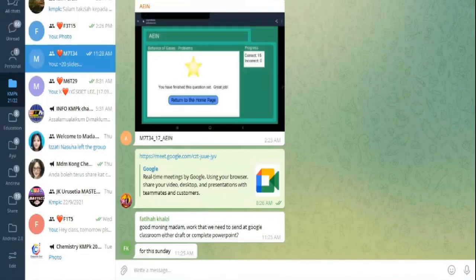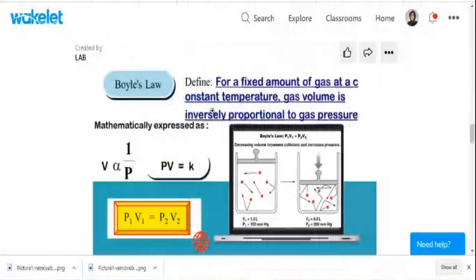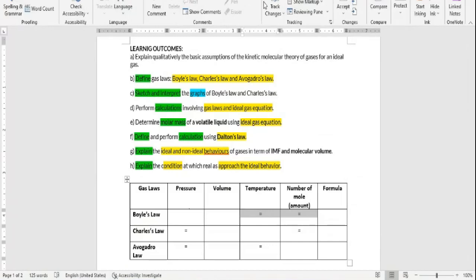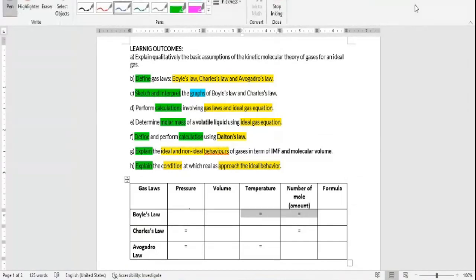And then what is the next? The next is volume is inversely proportional to gas pressure. Volume is inversely proportional, meaning that when volume increases, pressure decreases. So now I can make some notes over here. You just jot down by yourself. You can use the symbol or use the wording also can. So meaning that when pressure increases, and then volume decreases, and temperature and number of mole constant.